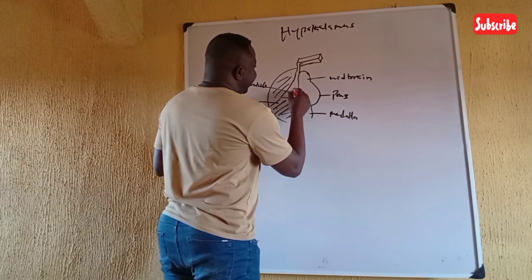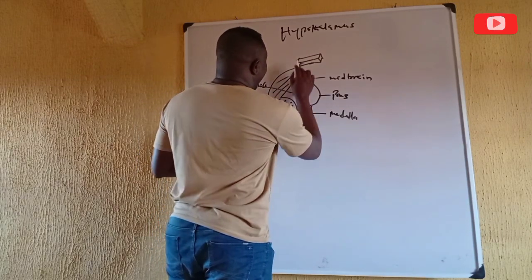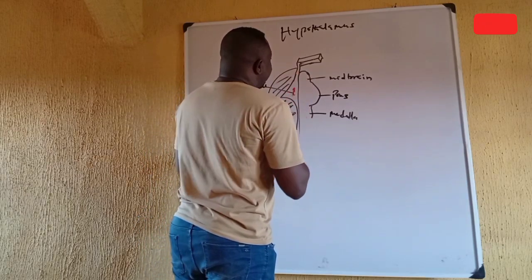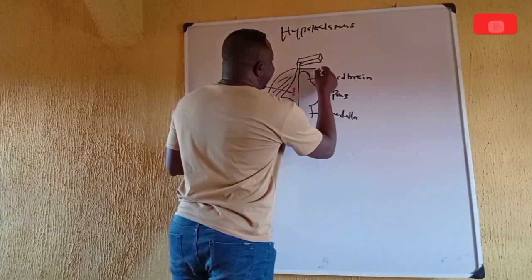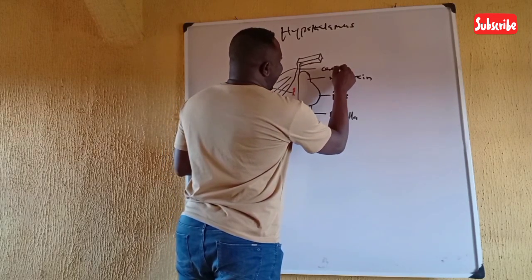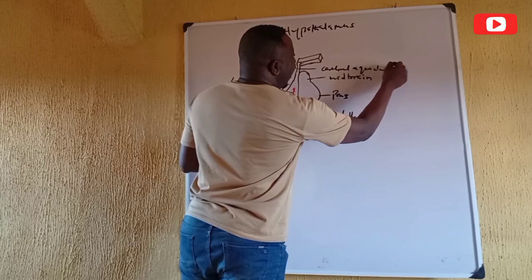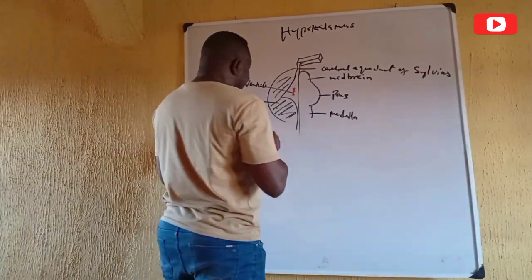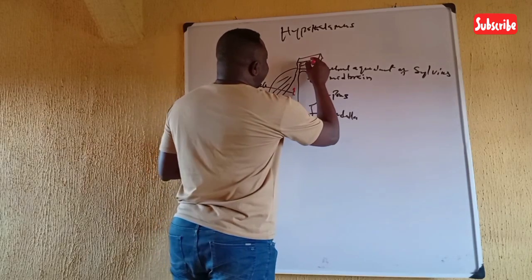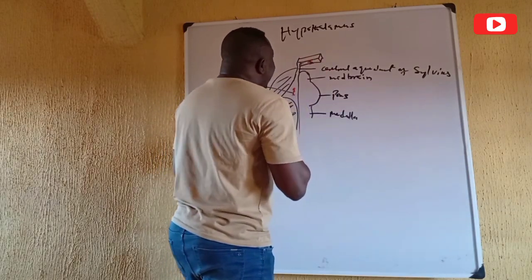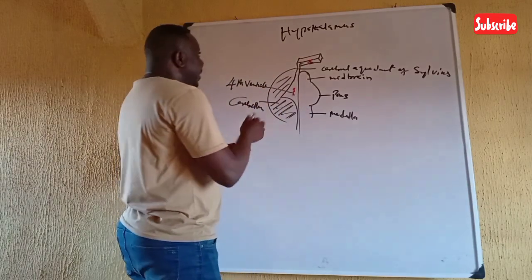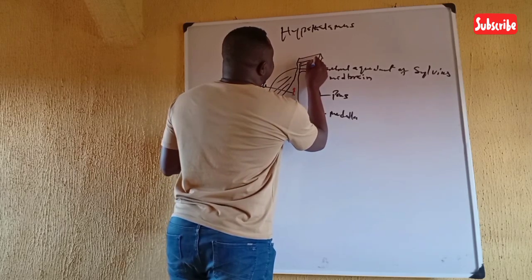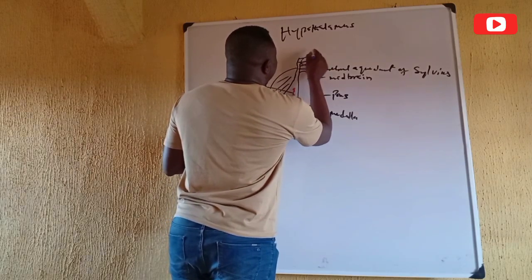Now let's assume that you're here and you move up a little bit. When you move upward, you get to a region, an opening, that is called the cerebral aqueduct of Sylvius. And then from the cerebral aqueduct of Sylvius, you get to the third ventricle. By the side of the third ventricle, you have the thalamus, and then we have another one here.